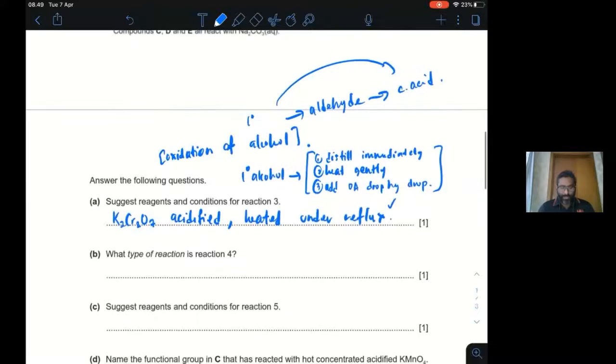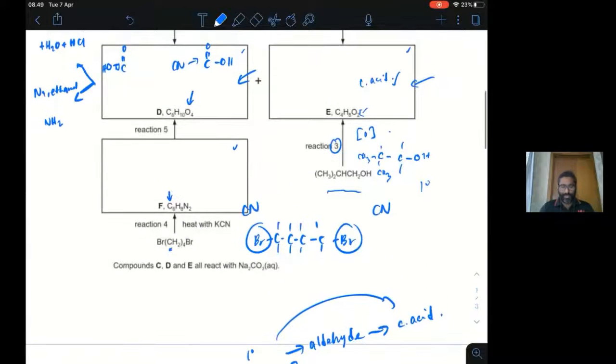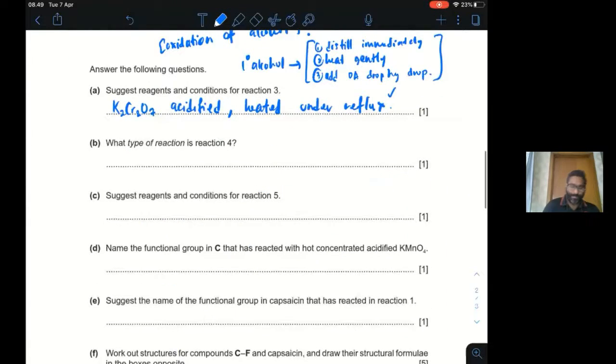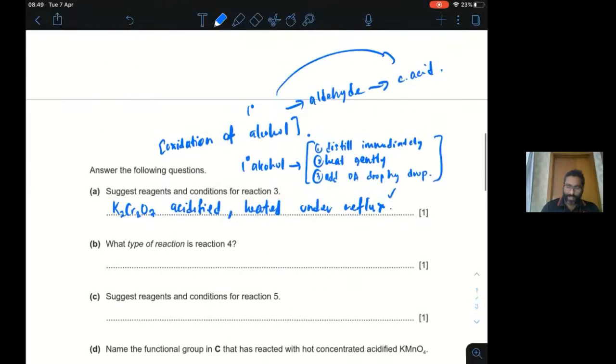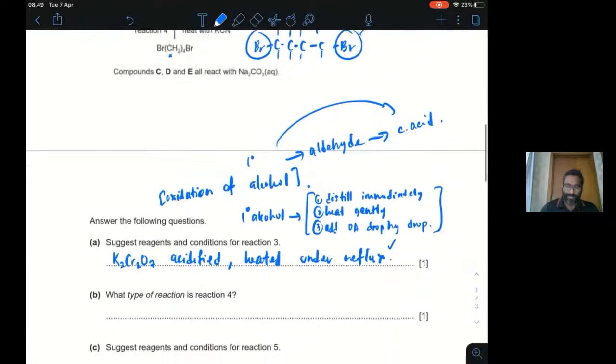Okay, what type of reaction is reaction 4? Let's look at reaction 4. This is going to be KCN. Then the Br is going to be replaced by CN. So what type of reaction is this? Is this addition or substitution? Halogenoalkane. So what type of mechanism is this? Aditya?